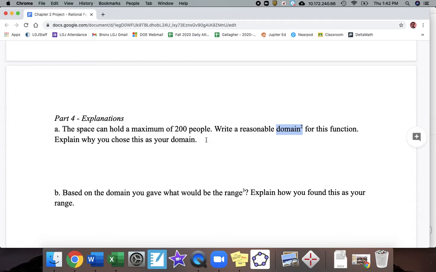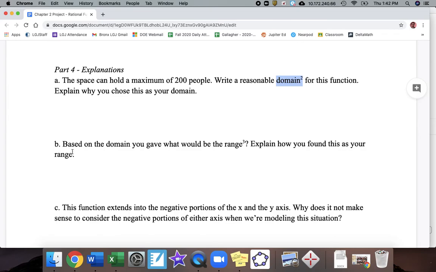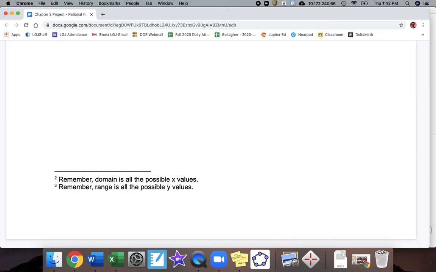So you're just saying in one way, shape, or form what a reasonable number of people would be for this space. So based on the domain you chose, what would be the range? Explain how you found this as your range. And here, I've got this little footnote of 3 to remind you, remember, the range is all the possible y values.